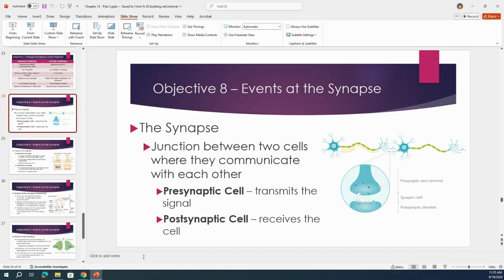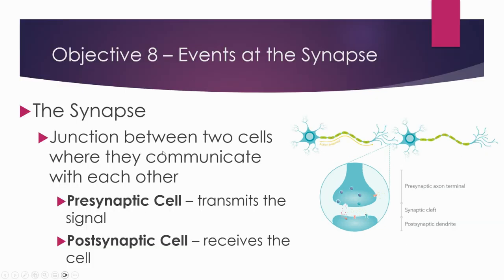Alright, this is going to be our last video for chapter 12, and it's going to be over events at the synapse. When we're talking about the synapse, you have two neurons, or a neuron and a muscle cell, but it's essentially the junction between two cells, and this is the location where they're communicating. So the synapse is just that junction, that space between these two cells.